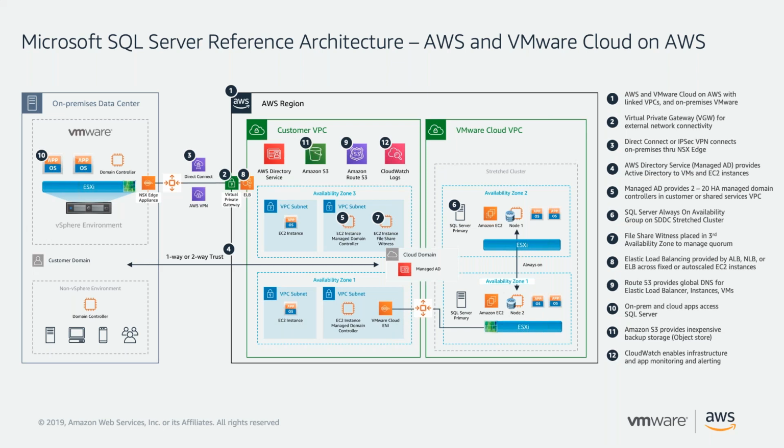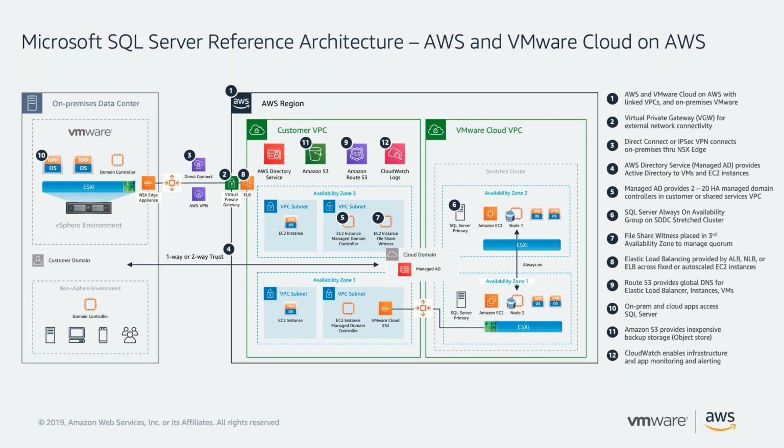For step 8, we've integrated our Elastic Load Balancer, ELB, and we can either use an ALB, an NLB, or an ELB. That allows us to load balance across EC2 instances, but it can also load balance across VMs running in our SDDC as well. So we can take traditional applications that aren't necessarily easy to load balance and load balance them with our native services that we manage for you.